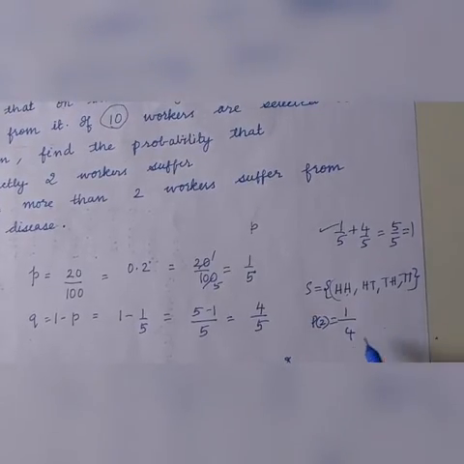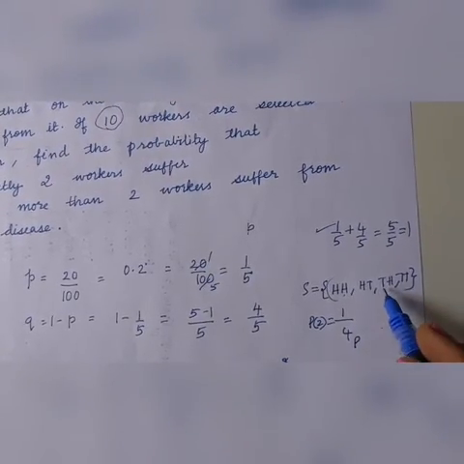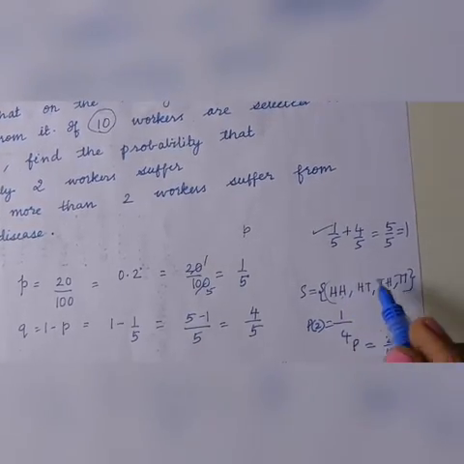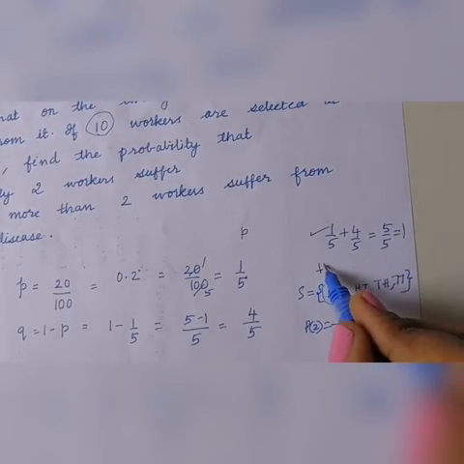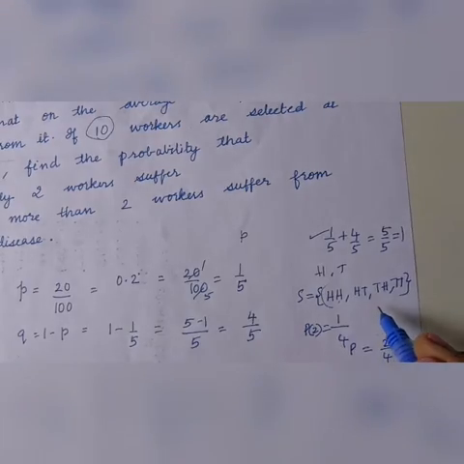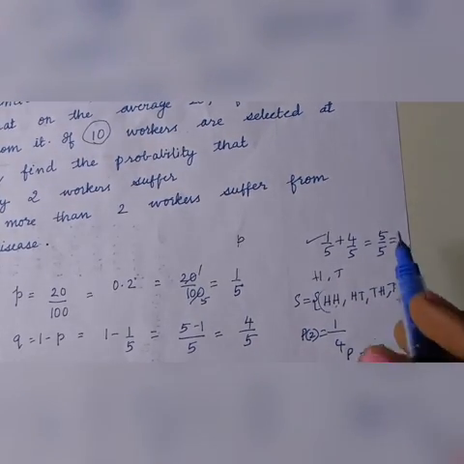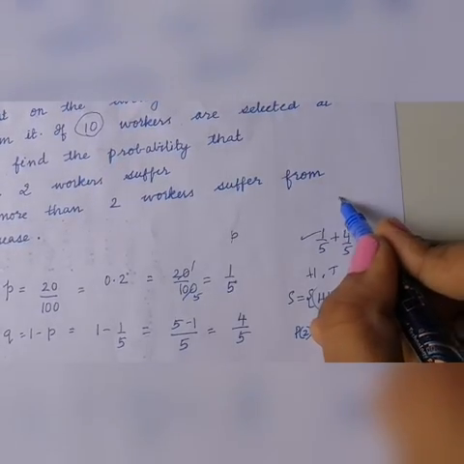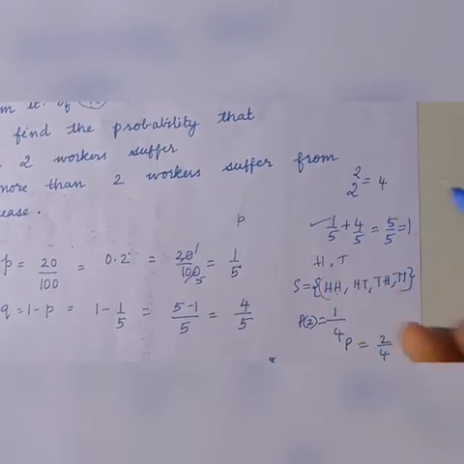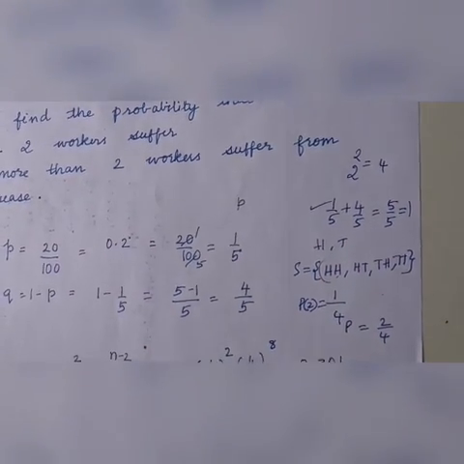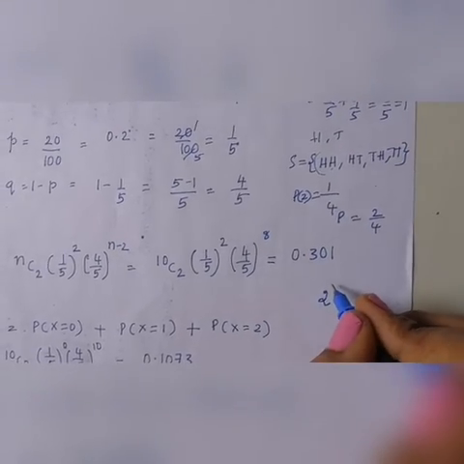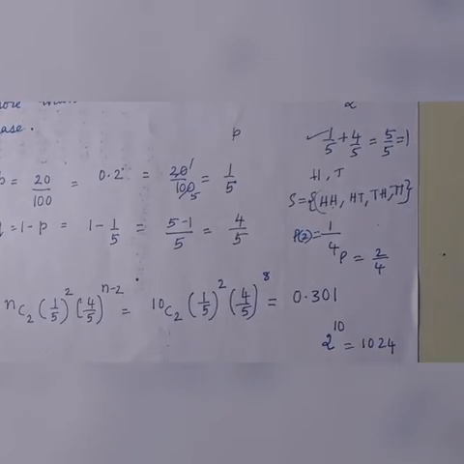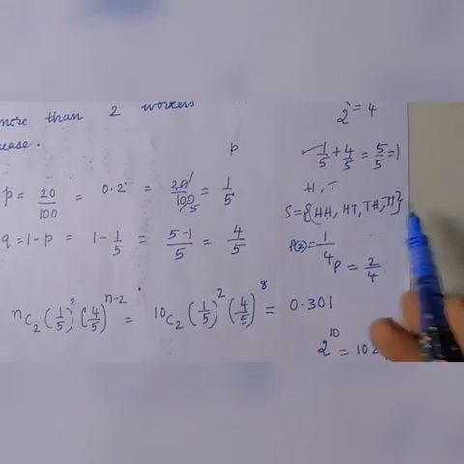Now if you want me to find the probability of getting 1 head, this will become 2 by 4. Here we have two outcomes, head and tail. We can use binomial distribution to calculate the same thing. You'll get the same values, but if the sample space increases, for example you tossed only 2 coins, 2 power 2, you get only 4 values in the sample space. If you are tossing 10 coins at a time, 2 power 10, you're going to get 1024 elements in the sample space.